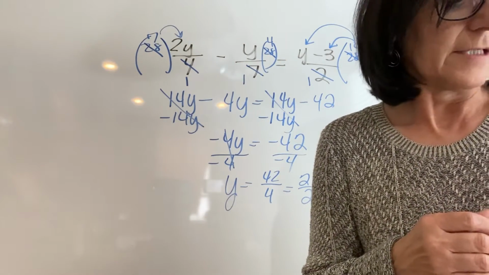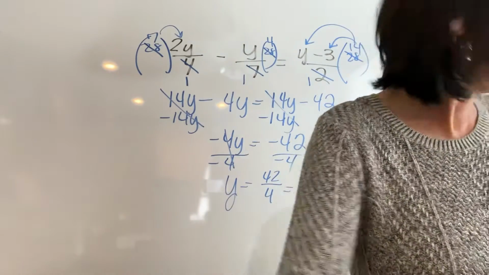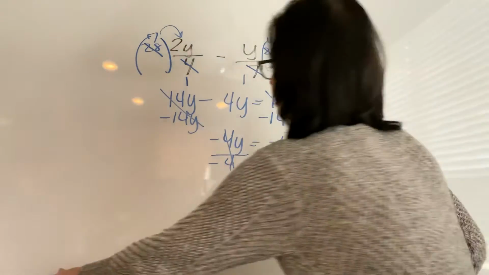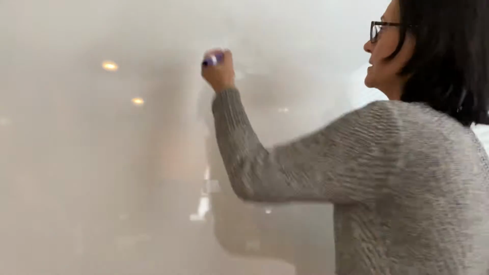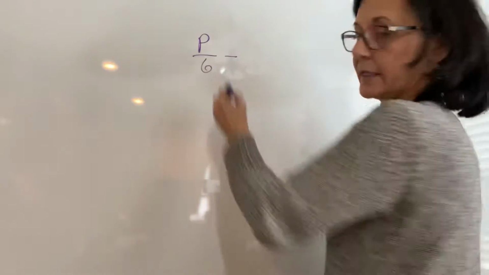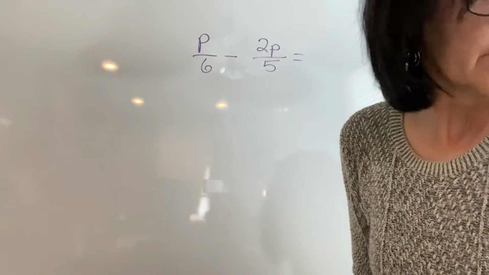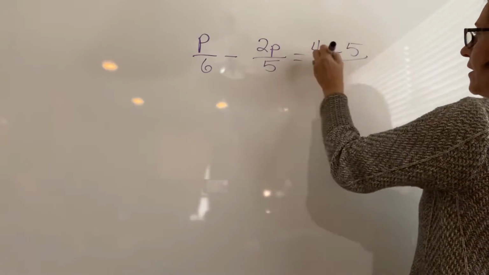All right, that's number 10. Number 11 is next. All right, it's the same type of problem. P over 6 minus 2p over 5 equals 4p minus 5 over 15.